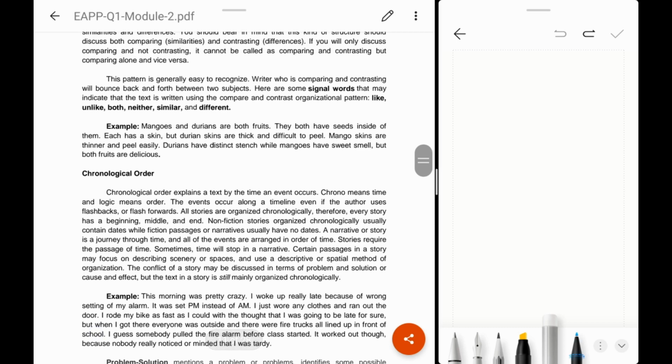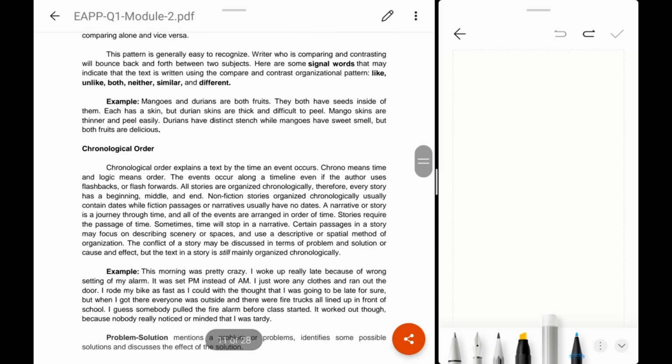So in this paragraph, again, it's very obvious that the writer is using comparison and contrast because obviously the writer is comparing and contrasting mangoes with durians. So the writer said they both have seeds, so it's a similarity. Each has a skin, so it's again a similarity. Then the writer says, but durian skins are thick and difficult to peel, so it's a difference.